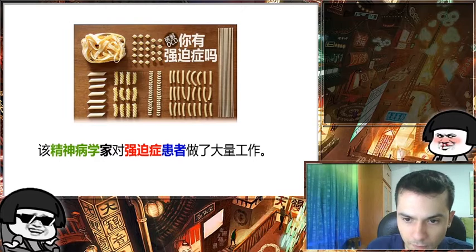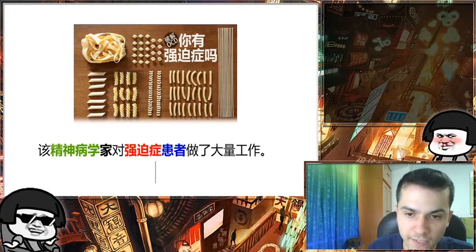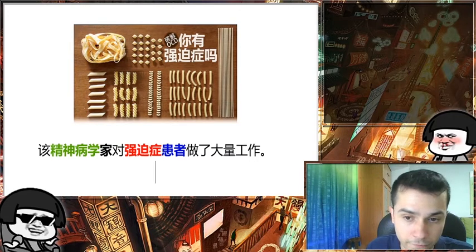Alright, so then we have 患者. So 患者 means patient or someone who suffers from a condition. So in this case, patients of 强迫症, patients of OCD. 做了大量工作 has done a lot of work. So this whole sentence would mean the psychiatrist has done a lot of work for patients with obsessive compulsive disorder.